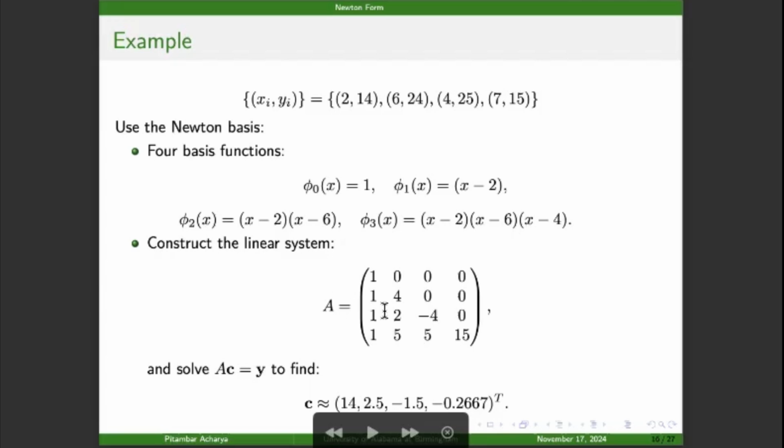So we can construct a matrix like this one. We can see that the diagonal elements are 1, 4, negative 4, positive 50. So it is a lower triangular matrix. If c is the vector of coefficients, then we can easily solve the system Ac equals y. So the vector of coefficients is given here. It is a column vector with the elements 14, 2.5, negative 1.5, and negative 0.2667.